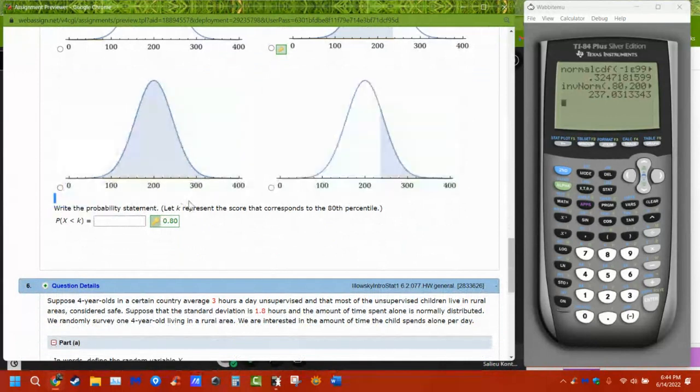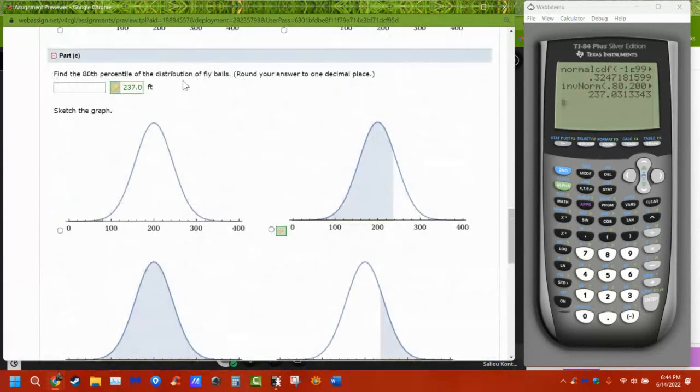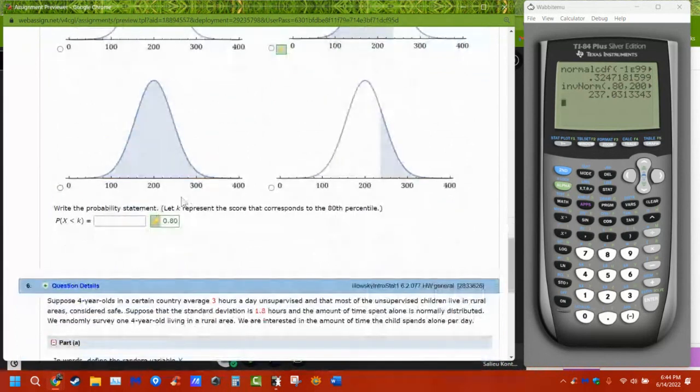And then what is the probability? Well, the probability that X is less than K, whatever K is, the distance that you hit. Because they tell us that it's 80th percentile, that's where the 0.80 comes from.